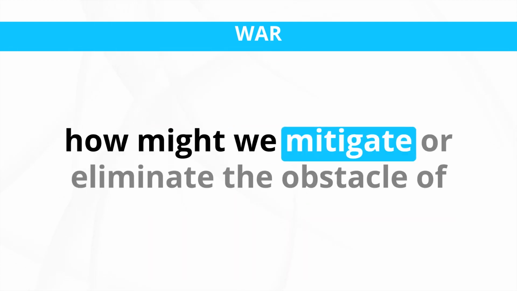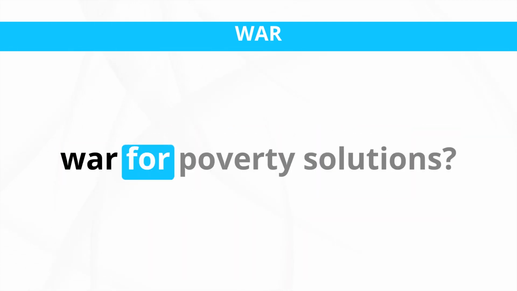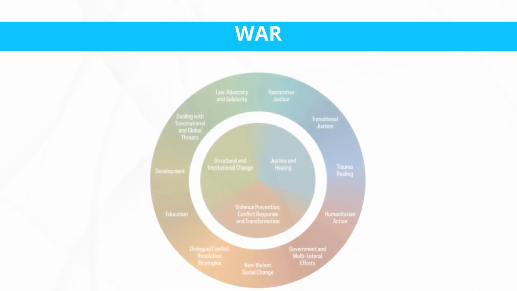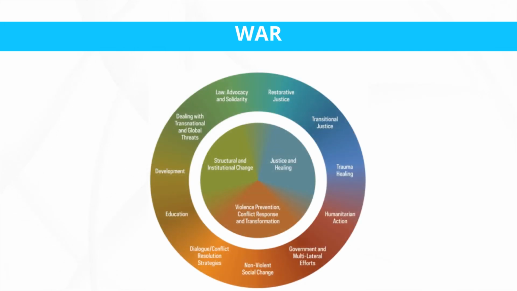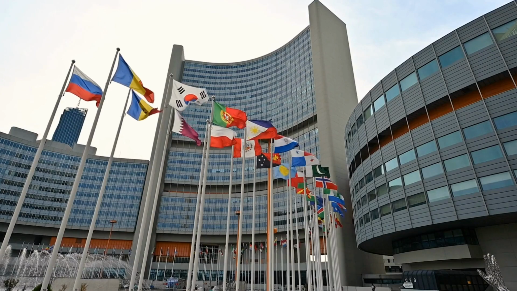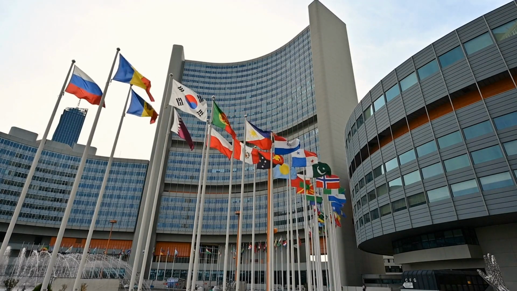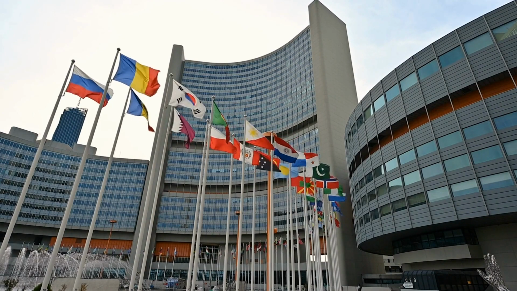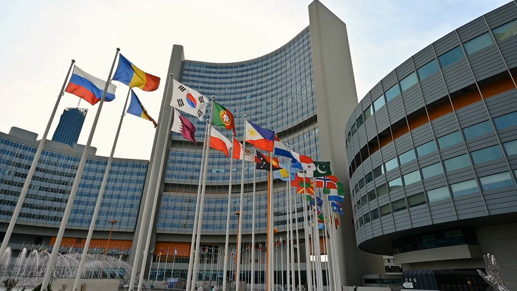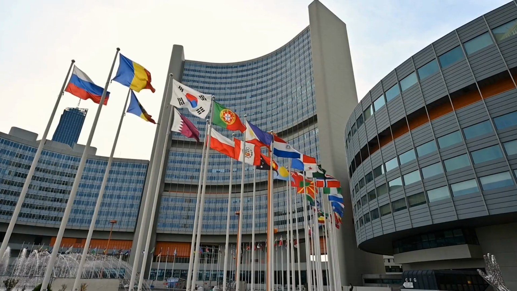How might we mitigate or eliminate the obstacle of war for poverty solutions? Prioritizing diplomacy and peaceful conflict resolution mechanisms can help prevent and de-escalate conflicts, reducing the impact of war on poverty. Encouraging international cooperation, aid, and mediation efforts can foster peace-building initiatives and provide support for post-conflict reconstruction and poverty alleviation.